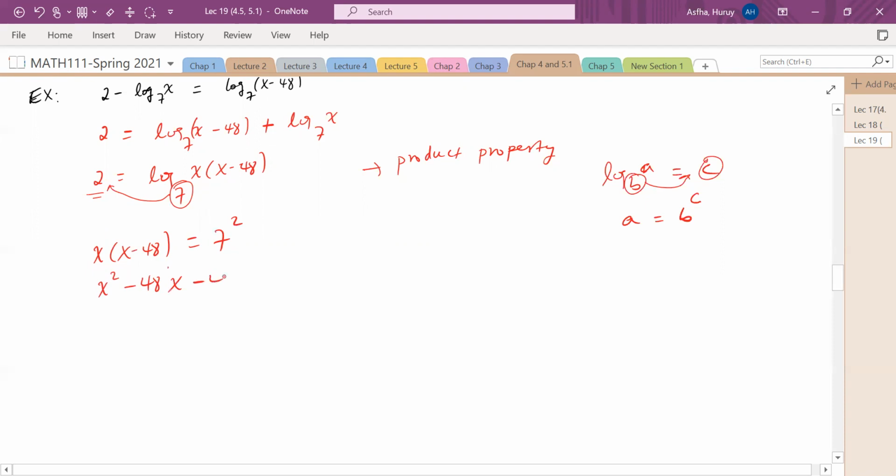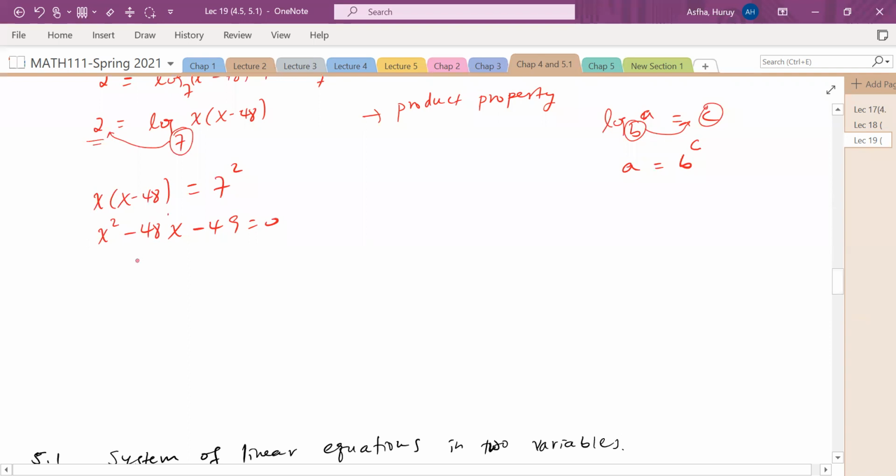And we bring this to the left side so that we get this. Now, we use the techniques that we use to solve quadratic equations, because this is basically a quadratic equation. The numbers are negative 49 and positive 1. So we have (x plus 1)(x minus 49). So x is negative 1 and x is positive 49.